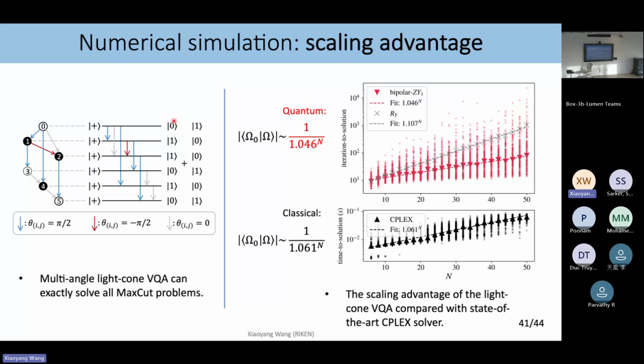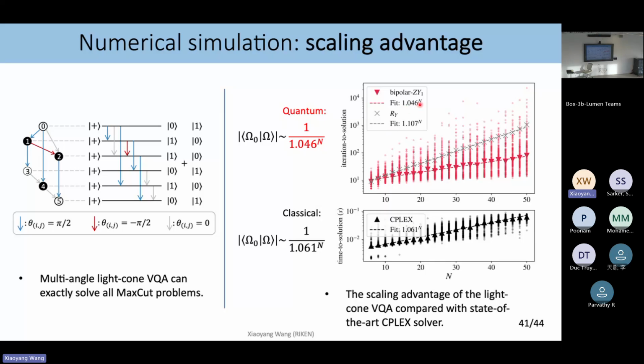However, the time scaling of this multi-angle light cone VQA is transformed into how many iterations the classical optimizer needs to find this exact solution. So this is the number of iterations to find the exact max cut solution. We numerically show that up to 50 qubits, our light cone VQA has a time scaling of 1.046 to the number of qubits.